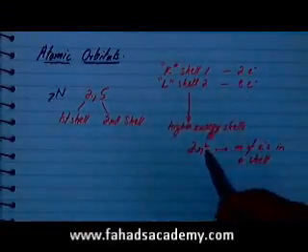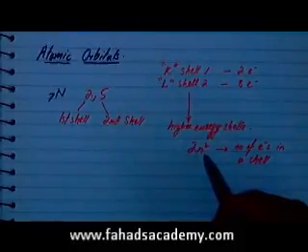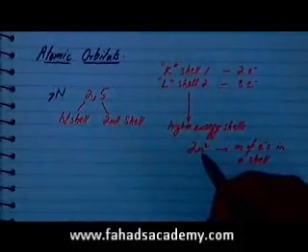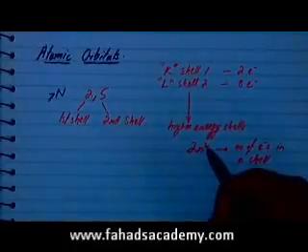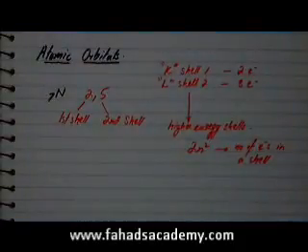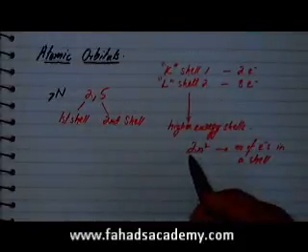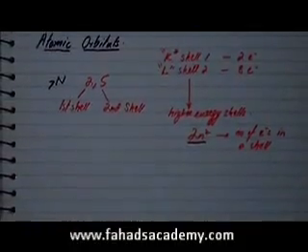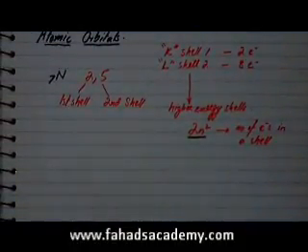If you look at the second shell, then the second shell has 2 squared into 2, that's going to be 8 electrons. And if you look at the third shell, that's going to have 18 electrons. 3 squared is 9, and 9 into 2 is 18. So this 2n squared is a formula that you must keep in mind that gives you the number of electrons in a shell.